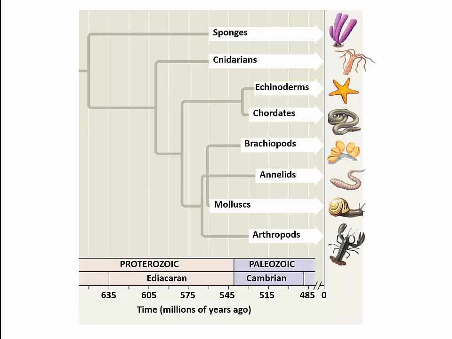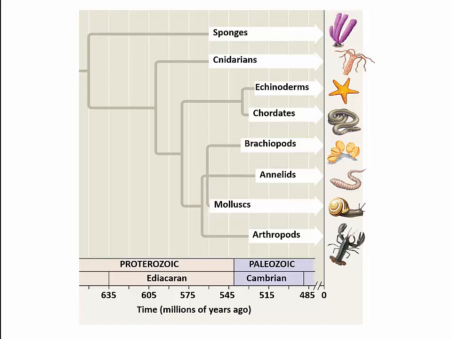Here is a graph which will show you the time at the bottom in millions of years, 600 million, 500 million, and then the time zones like Proterozoic or Paleozoic, and where these animals actually originated or when they started out.